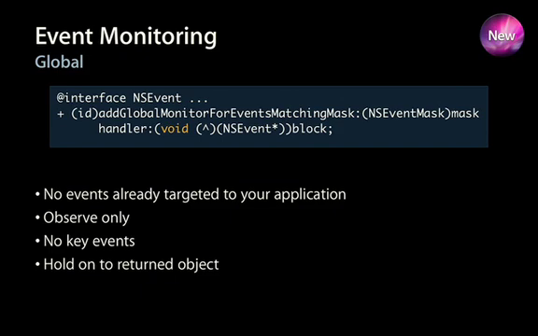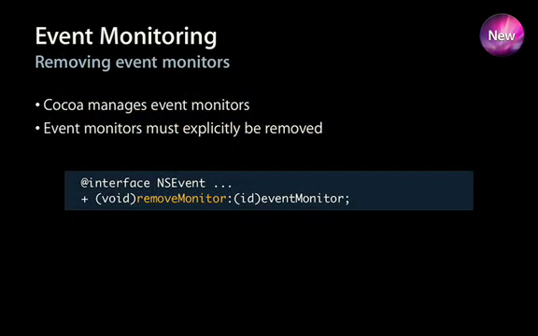And similar to the local event monitor, you get back an event monitor object and just hold on to it. You don't need to retain it, but you will need to remove it. And this is how we remove the event monitors. So Cocoa is going to manage the memory for you. We are going to take care of the run loop, take care of all the appropriate things that need to be done with your event monitor. You just need to tell us when to get rid of it. So you need to pass it back to us to tell us to remove the event monitor. And you must explicitly do this. None of this is going to get done for you automatically, not even for garbage collection.